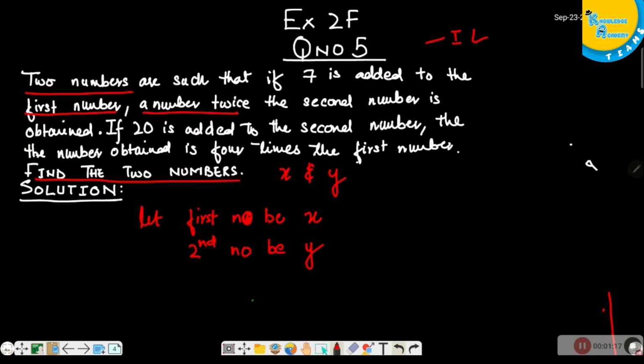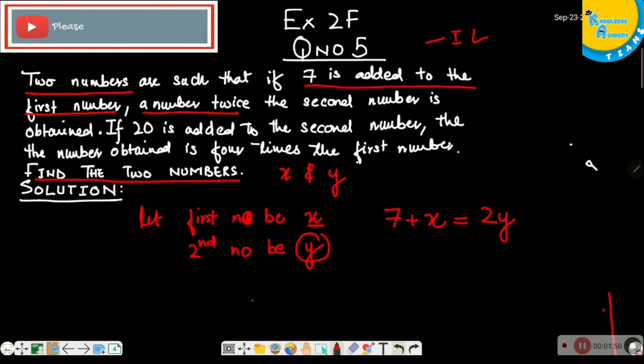Now, as per the given condition, if 7 is added to the first number, what is the first number? The first number is x. So 7 is added to the first number means 7 plus x, a number twice the second number. What is the second number? y is the second number. Twice the second number is obtained. That means what is the twice of y? It will be 2y. So this is the one equation.